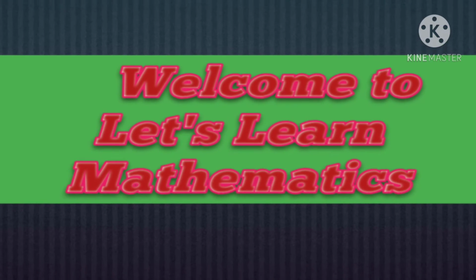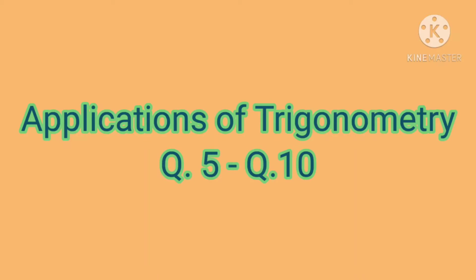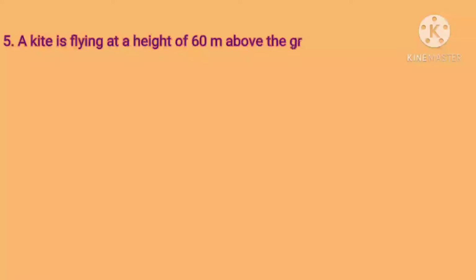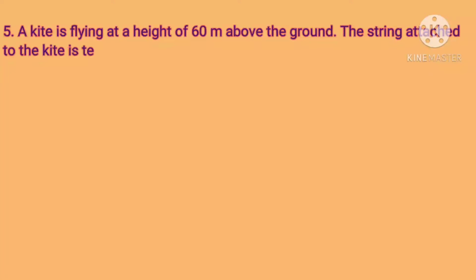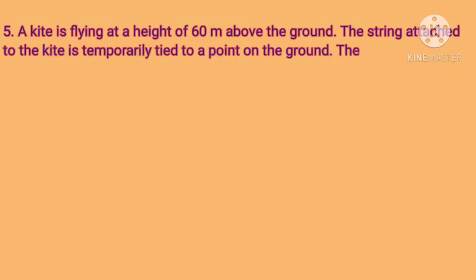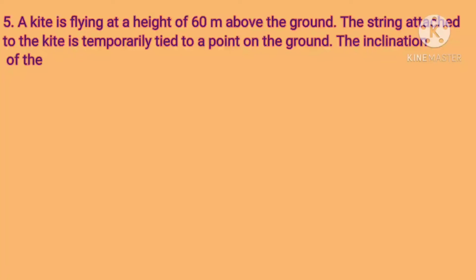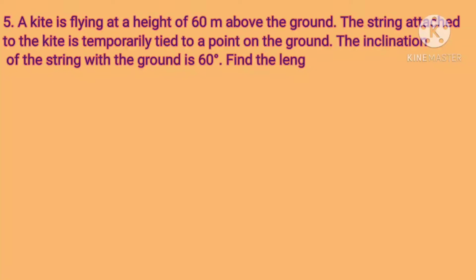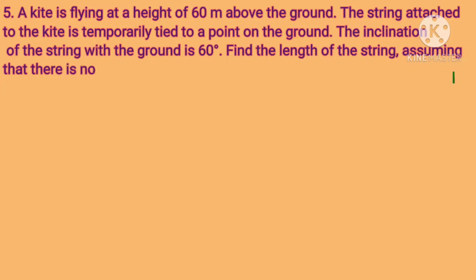Today we will continue with the next questions of the chapter Applications of Trigonometry. So let's continue with question 5. Question number 5 is: a kite is flying at a height of 60 meters above the ground. The string attached to the kite is temporarily tied to a point on the ground. The inclination of the string with the ground is 60 degrees. We have to find the length of the string, assuming that there is no slack in the string.